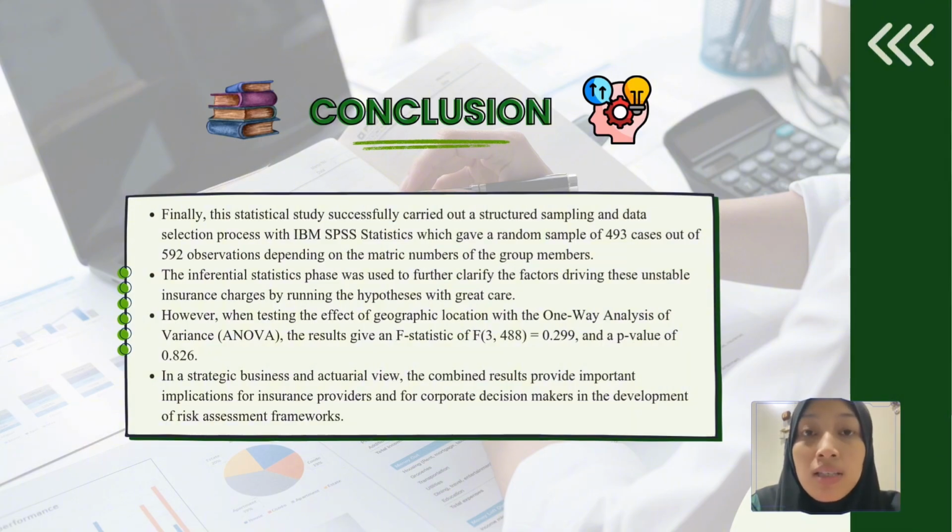To conclude, our study successfully analyzed a random sample of 493 cases. Descriptively, our sample showed an average respondent age of 39.49 years and a general trend towards obesity, with a high mean BMI of 30.55. Furthermore, annual insurance charges were heavily skewed, averaging over 13,252 Malaysian ringgit, with high-risk individuals incurring immense premium costs of up to 50,000 ringgit.